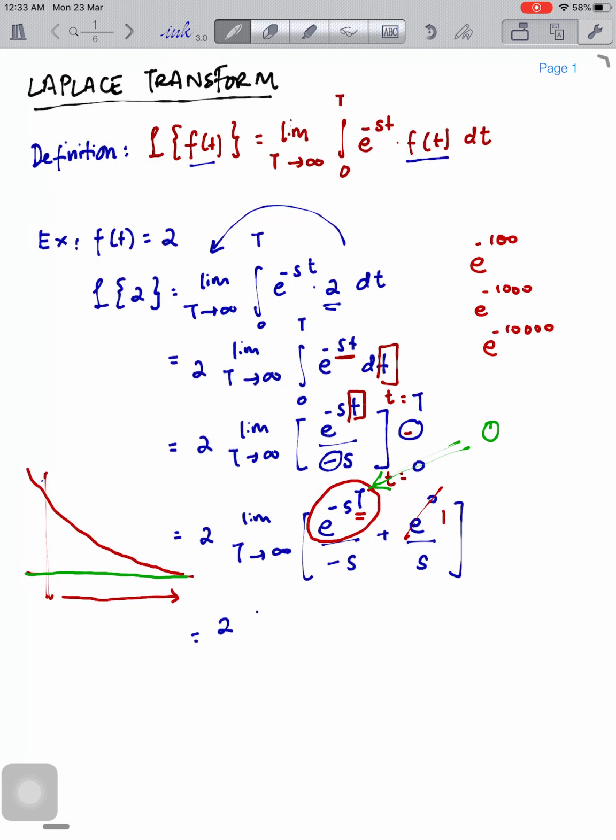So when you take the limit, it's simply going to be 0 plus the second function. There is no capital T there, so it's going to remain. So I'm going to have 1 over s, and therefore the outcome is going to be 2 over s. So when we Laplace a function f of t equal to 2, the outcome is going to be 2 over s.